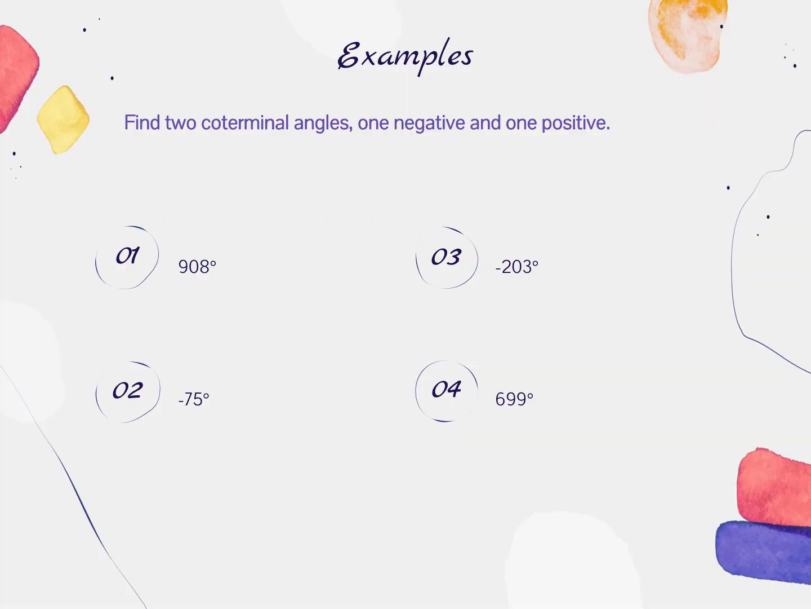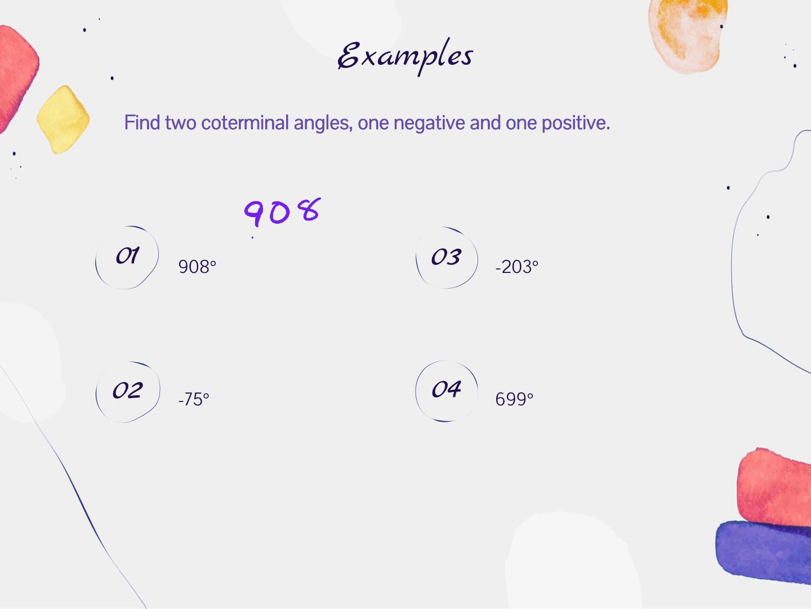So for the first one, it says find two coterminal angles, one negative, one positive. Now, when you're doing the homework tonight, it's going to ask you for the smallest positive coterminal or the smallest negative. So, in other words, if I wanted a smaller positive coterminal angle, I wouldn't add 360. I would just subtract it here because 908 is so large.